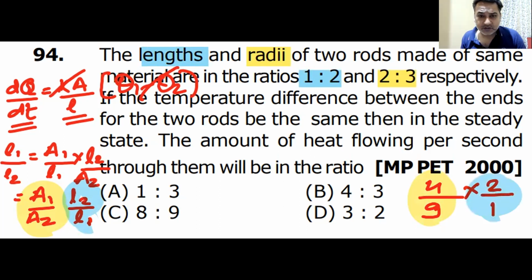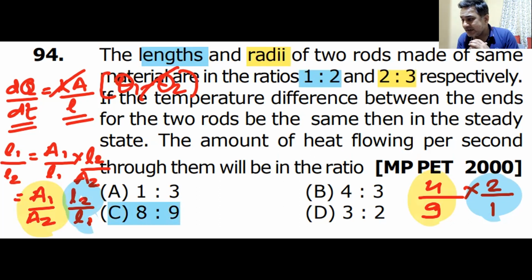It was a simple question of ratio. Now it is very easy to see the ratio, and the correct answer would be option C, that is 8 by 9. Shall I repeat this, or have you understood this?